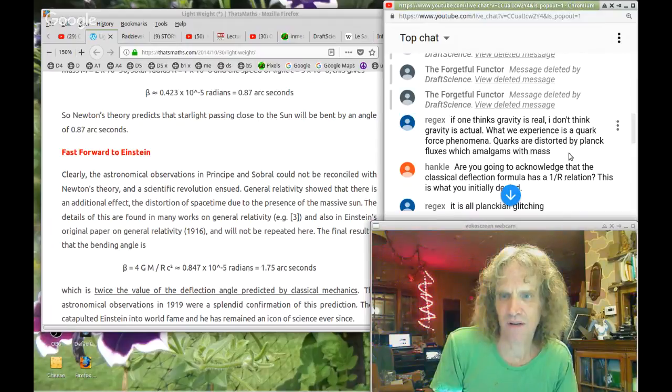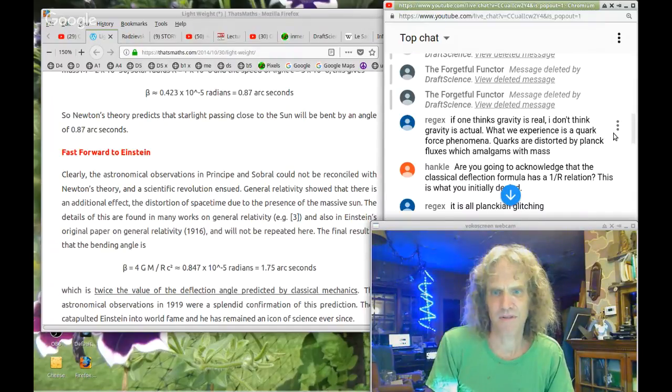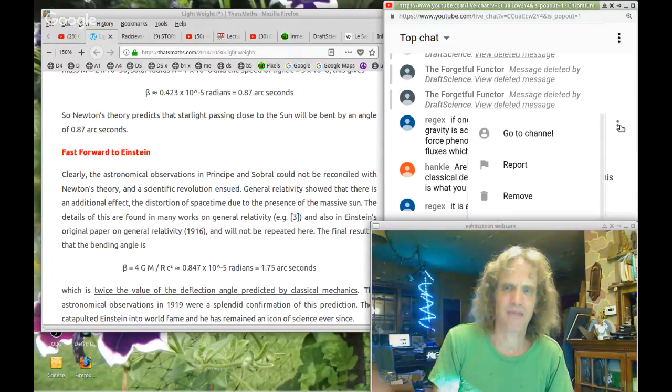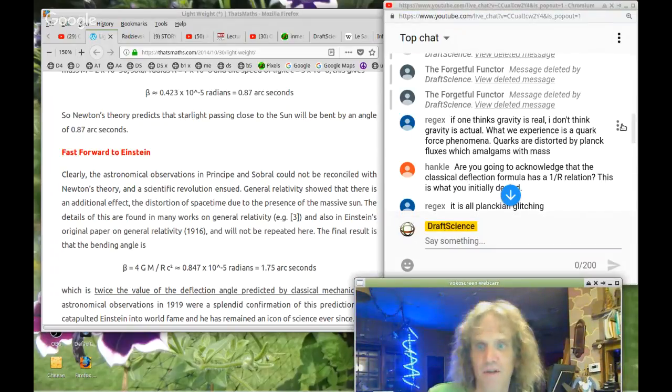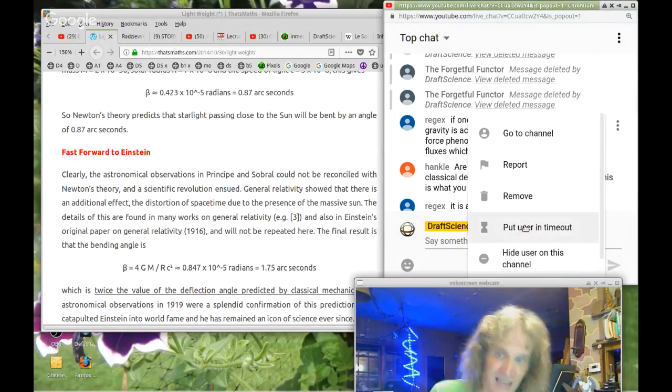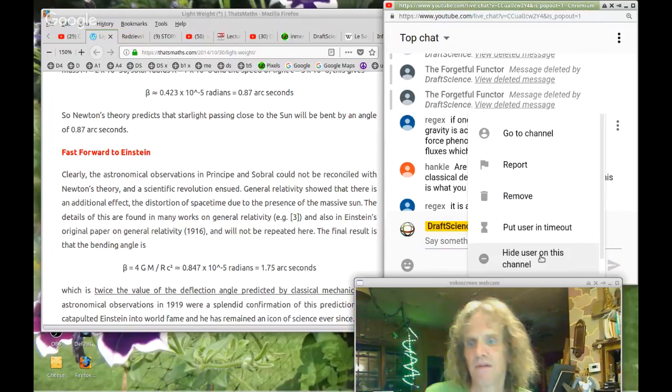Quarks are distorted by Planck fluxes, which, all right, well, anyway, fuck off. Just leave. You're just useless. I'm not here to debunk Sasquatch theories. It's just a waste of my time. So you either defend conventional physics or you attack my physics, but I'm not going to argue your made-up fantasy, wet dream bullshit. Asshole.